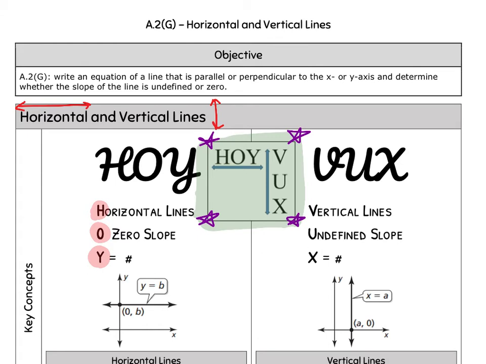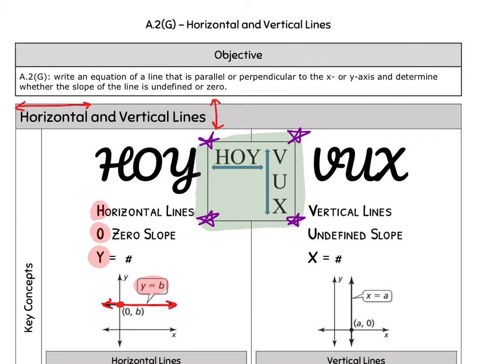Their equation is y equals some number. This is what they look like. A horizontal line crosses the y-axis, has 0 slope, and its equation is y equal to some number, specifically the number where it's crossing that y-axis. Easy peasy, that's all the information I need. It has a 0 slope and crosses the y-axis.